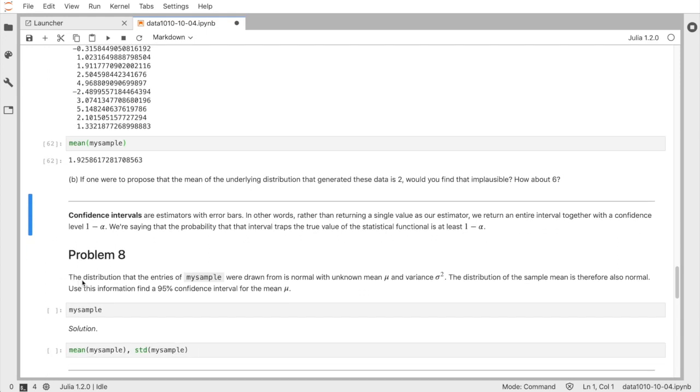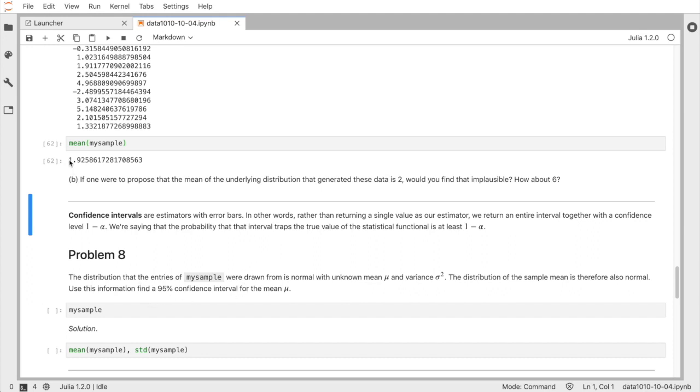So in this problem, we're told that my sample vector was generated by calling a function that simulates the normal distribution, but it used a mean and variance that it's not going to tell us. We have to try to estimate those values from the distribution. So we want to try to find a 95% confidence interval for the mean mu of the distribution. So this is a true value. It was used when this sample was generated, but we don't know what it is. We're trying to glean some information about that.